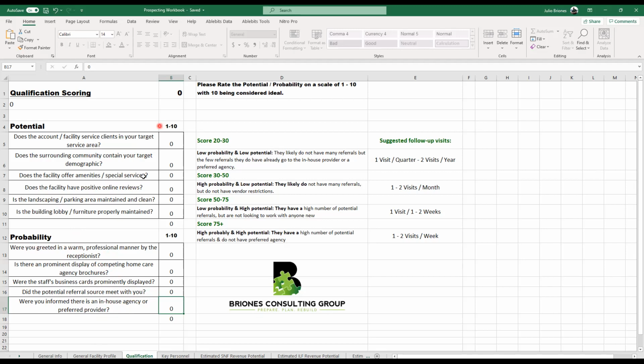All of these things you're going to rate from 1 to 10, and you're going to get a total. Between 20 and 30 means that this is a low probability, low potential facility, and it goes up from there. Each probability score will give you a suggested follow-up, and these are the number of visits you should consider making to this facility in any particular week.